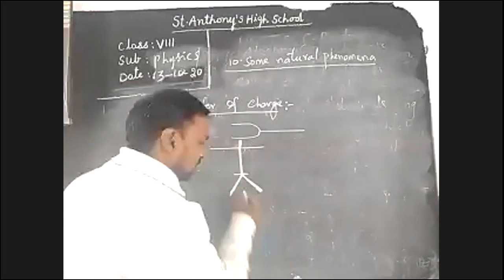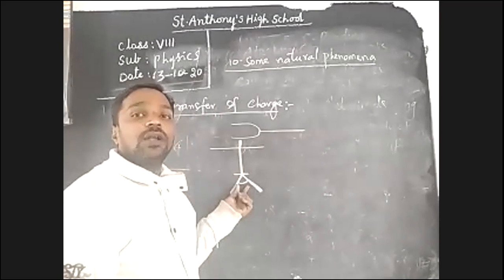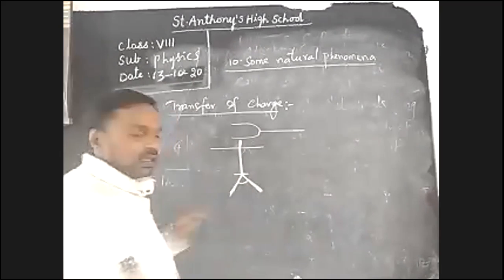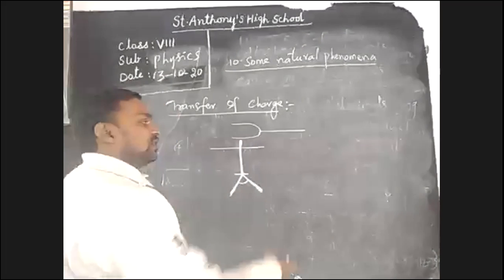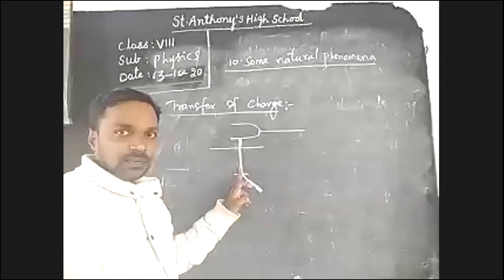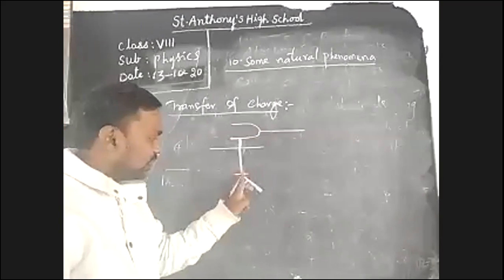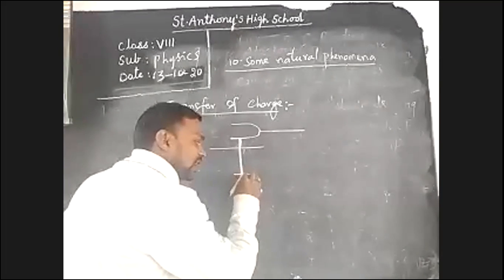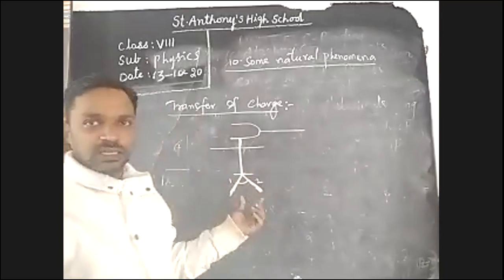This is the angle. First you have to take the help of a protractor and measure the angle between these two leaves, between the copper leaves. Then when you bring the charged body and touch it to this conductor, the charges will flow through the conductor and travel. When they come across the leaves, the same charge flows in the first leaf and the second leaf also.